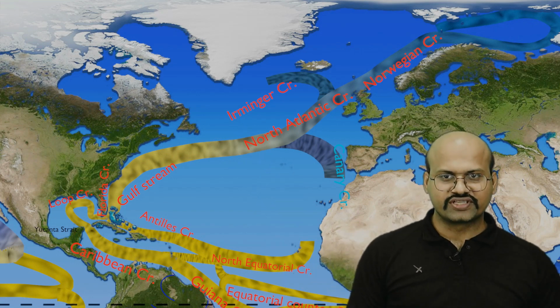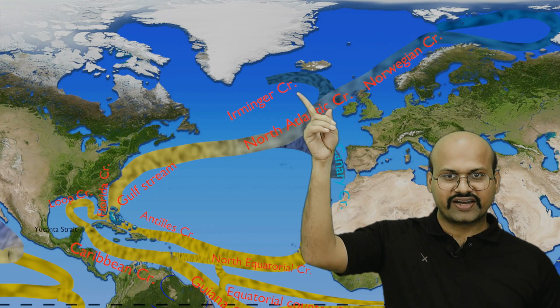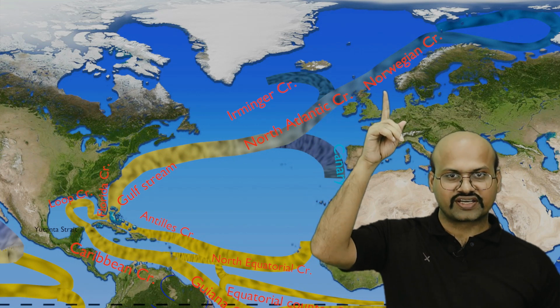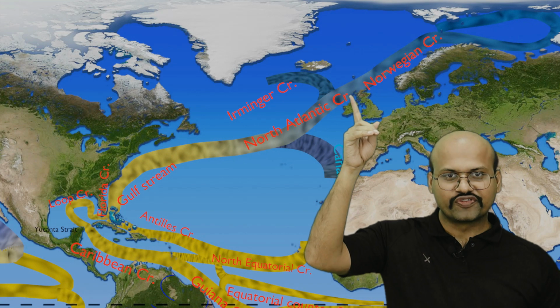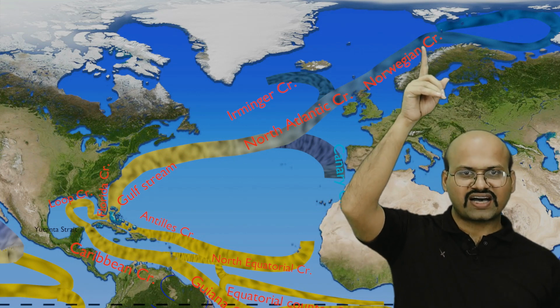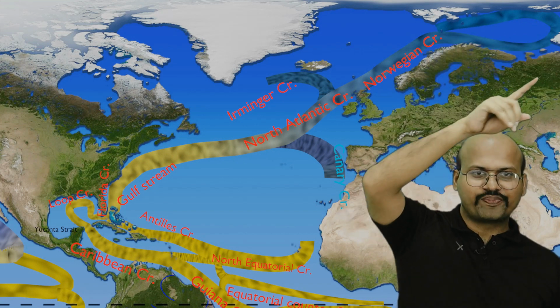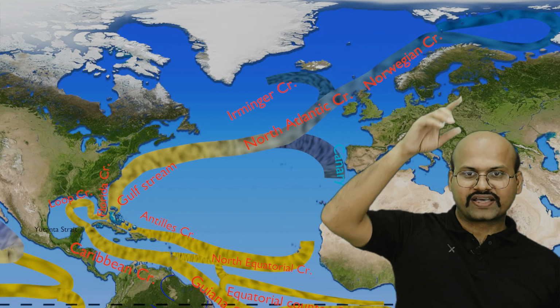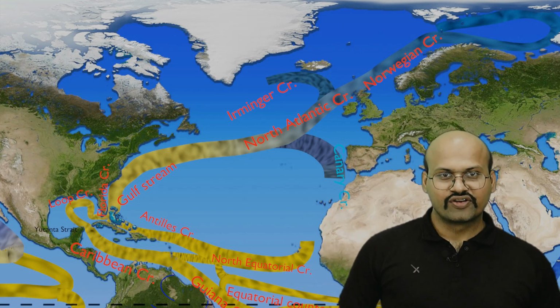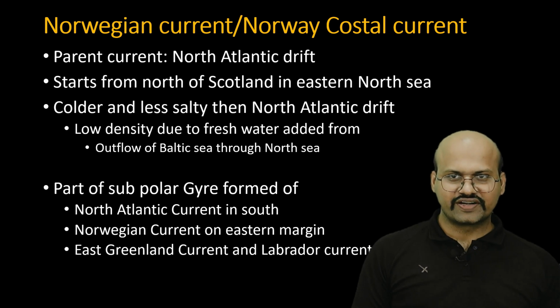Now here we also see that the North Atlantic Current is divided into Irminger Current and the second part is Norwegian Current. This Norwegian Current moves further along the coast of Norway, and then it enters the Arctic Sea and again forms a full circle. So this is also a polar gyre which is formed by this North Atlantic Drift current flowing into the polar regions. So here is the summary of Norwegian Current which we just discussed.